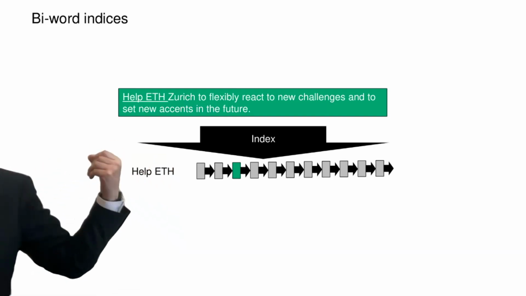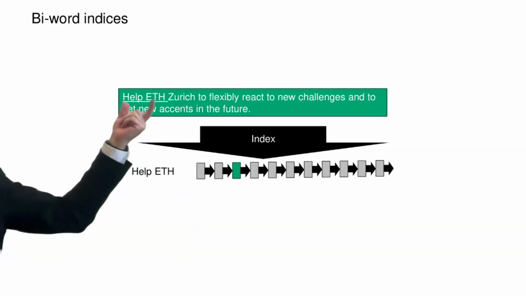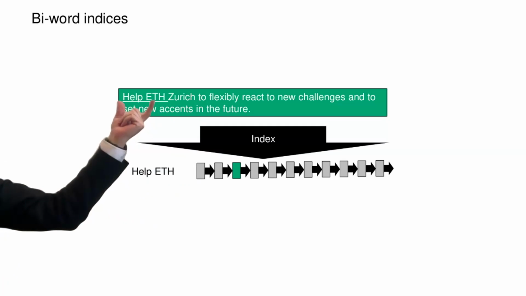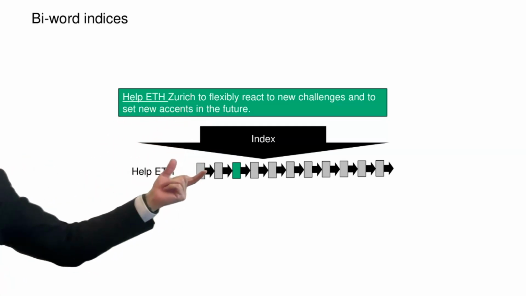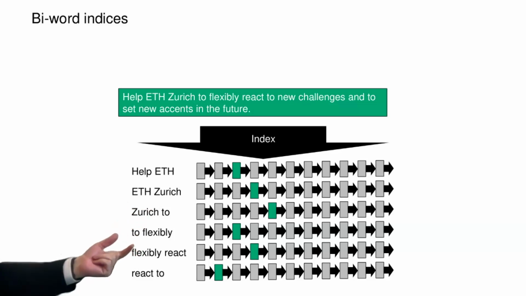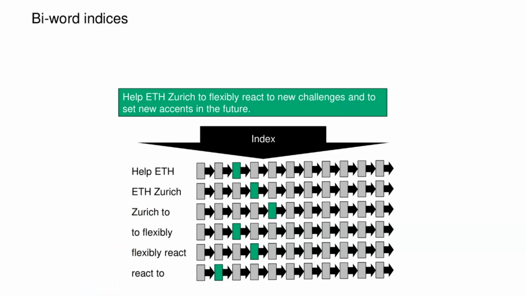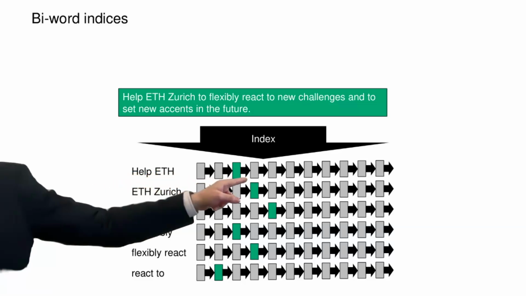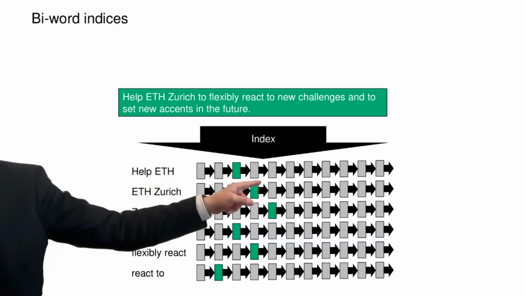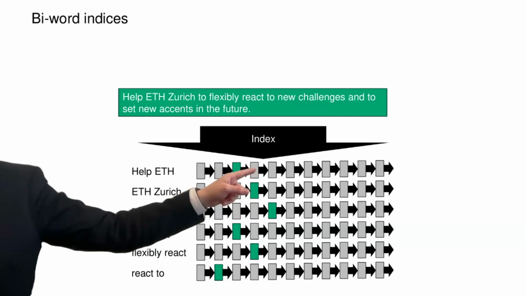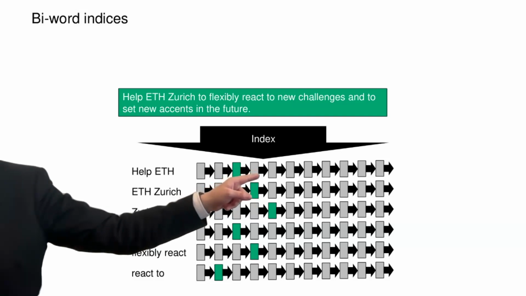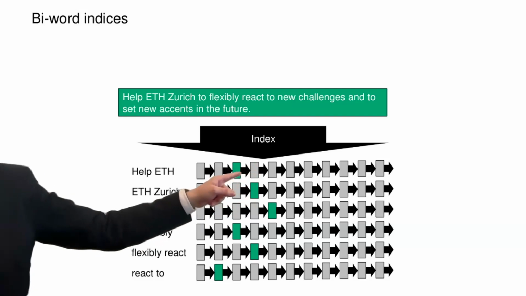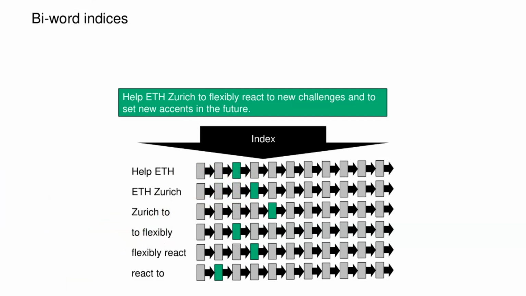So what's going to happen when I index my documents is that I have here the sliding window of two terms, and I slide over. So help ETH, ETH Zurich, Zurich 2, flexibly, flexibly React, React 2, and so on. And so I build exactly the same structure, the same inverted index, but it's no longer standard. Now, here, I have pairs. And these are all the documents here that contain help ETH, exactly in this order. So it's no longer a set of words now, right? It's a list of words because we do have information about some order. And so this is the new index we have.